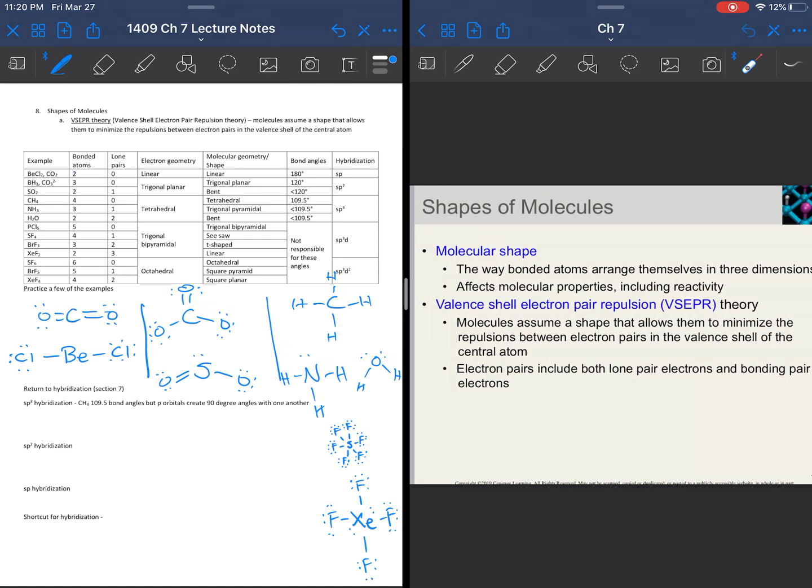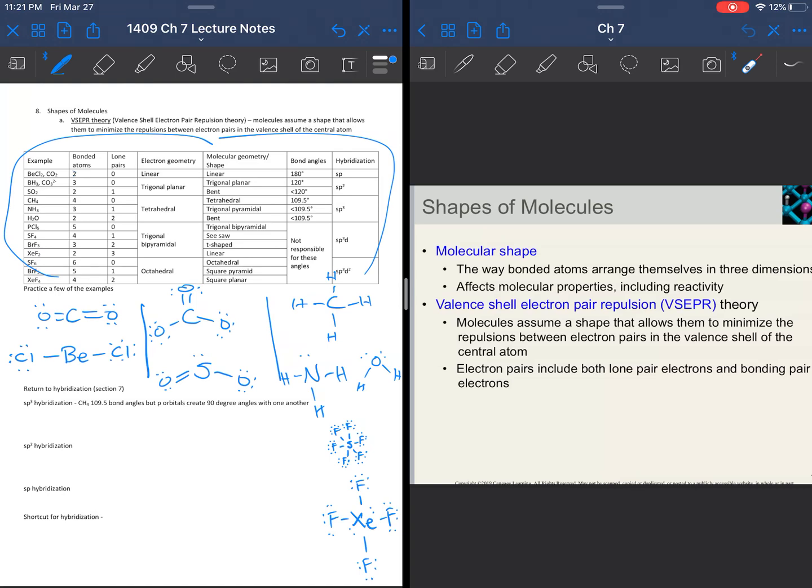All right, valence shell electron pair repulsion. Now, what do you know about electrons? They're negative. What do you know about negative charges? They repel each other. So bonds are made out of electrons, and bonds repel each other, and lone pairs repel each other. So they are going to spread out around an atom to minimize that repulsion, right? And that gives us very predictable shapes. That's where this comes in.